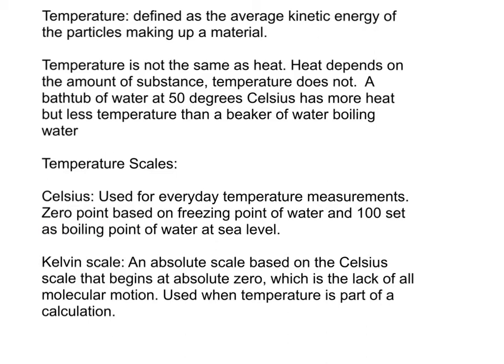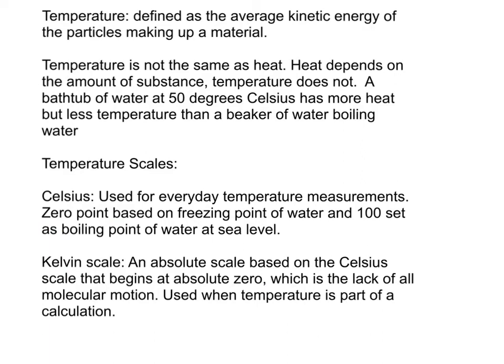Now the other temperature scale that we will encounter in chemistry and sometimes in physics is the Kelvin scale. The Kelvin scale is what we would call an absolute scale. It's based on the Celsius scale, in other words, its increments are the same size. If you go up 1 Kelvin, you go up 1 degree Celsius. But the difference is the 0 point. The Kelvin scale begins at absolute 0, which is the lack of all molecular motion, which is the coldest possible temperature you could ever have.